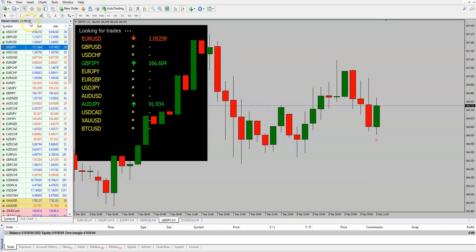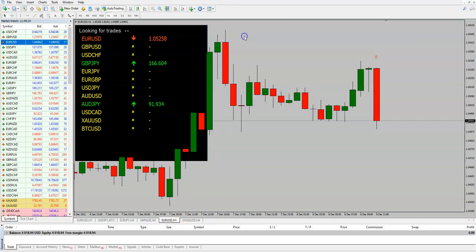This is 1 hour, we have more 10 minutes for 1 hour signals. You see, this is for sure in the money. All three are in the money.